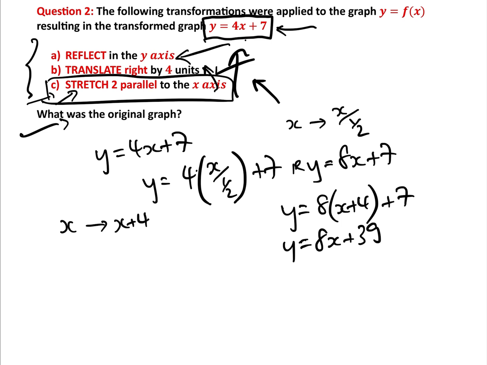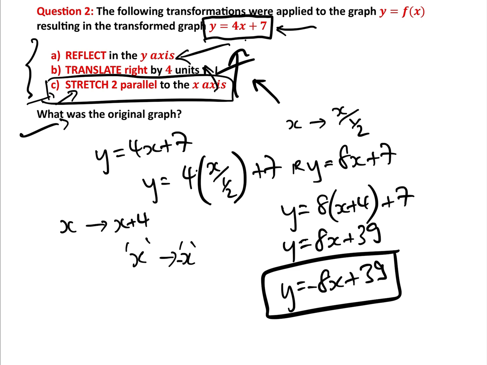Now what we've got to do is the first transformation, which was reflecting in the y-axis. Well, the opposite of reflecting in the y-axis is reflecting in the y-axis again, and to reflect in the y-axis all we do is we replace x by minus x, and so therefore y equals minus 8x add 39 is the original function, and that is the answer to this question here.